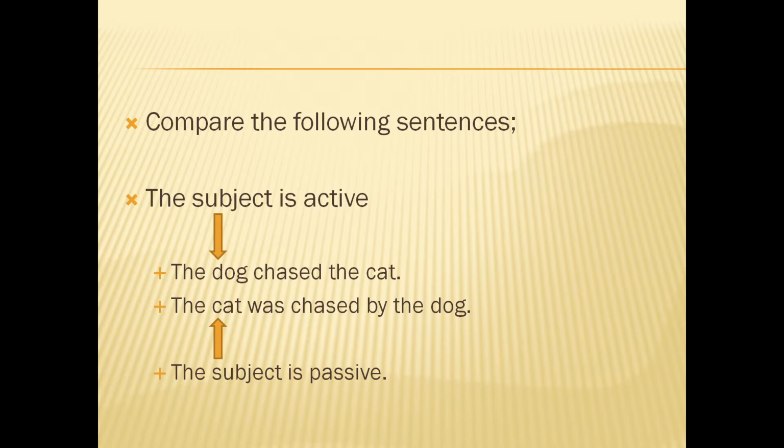In these two sentences, in the first sentence, the dog is the subject and it is active. In the second sentence, the cat was chased by the dog. The cat is the subject and it is passive.